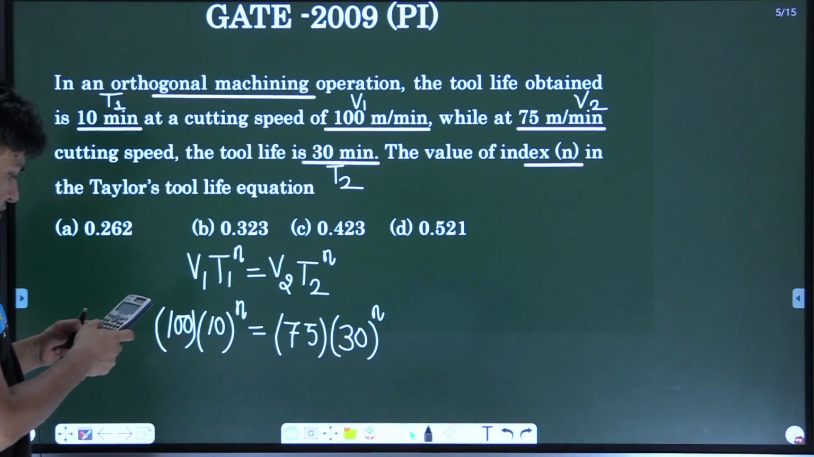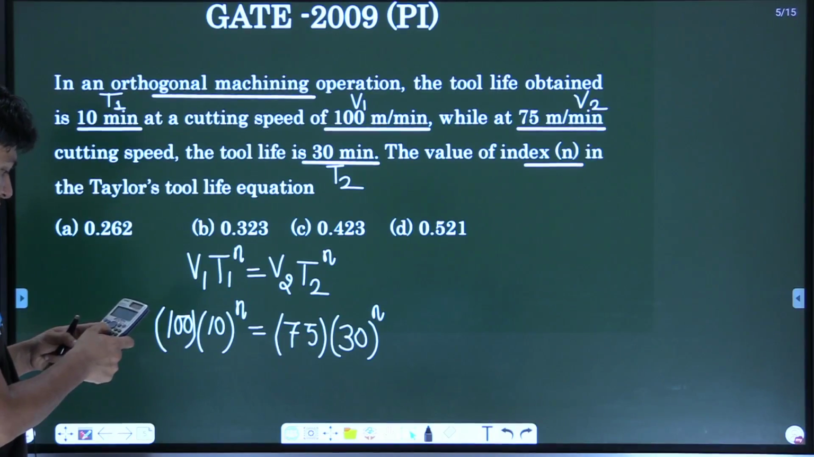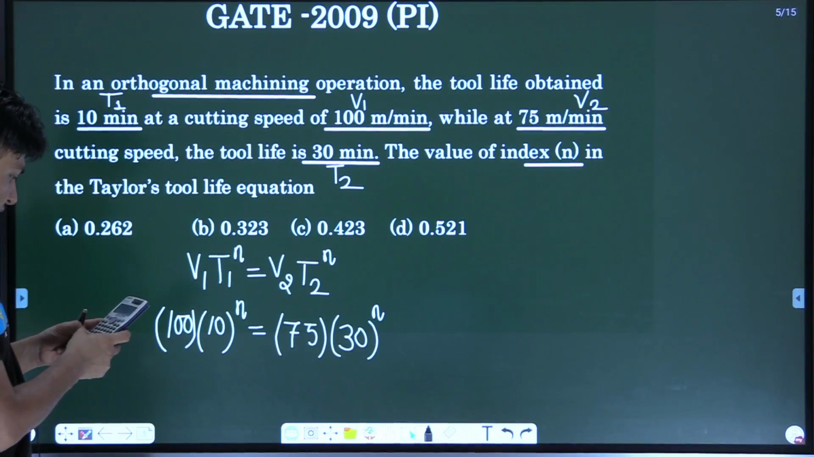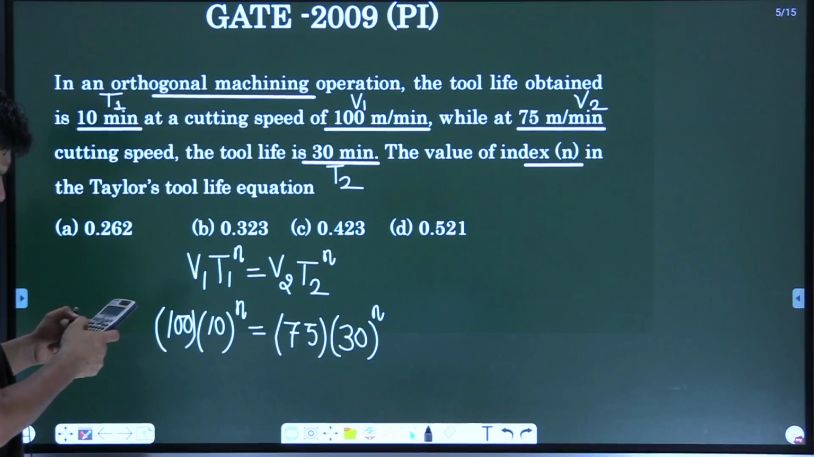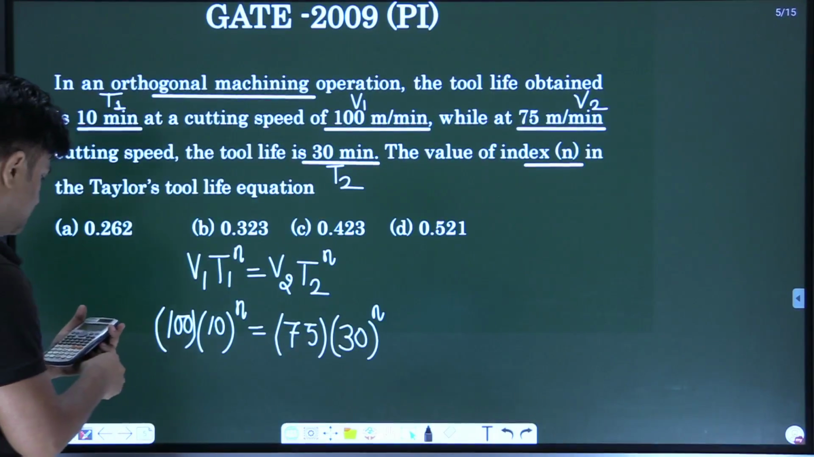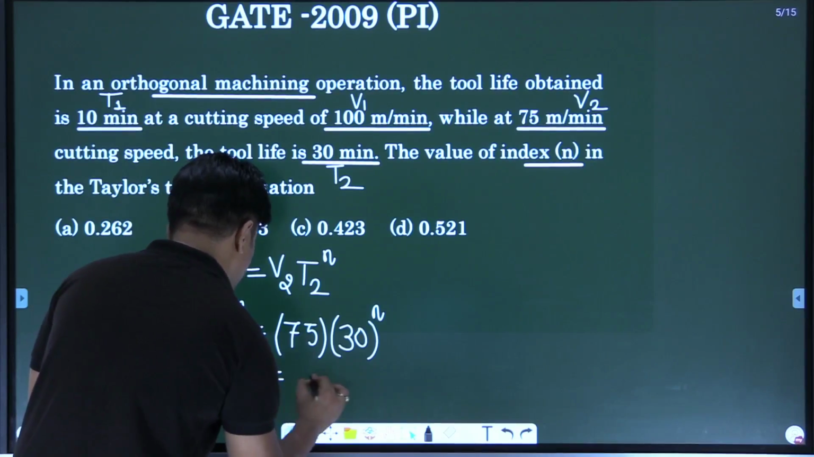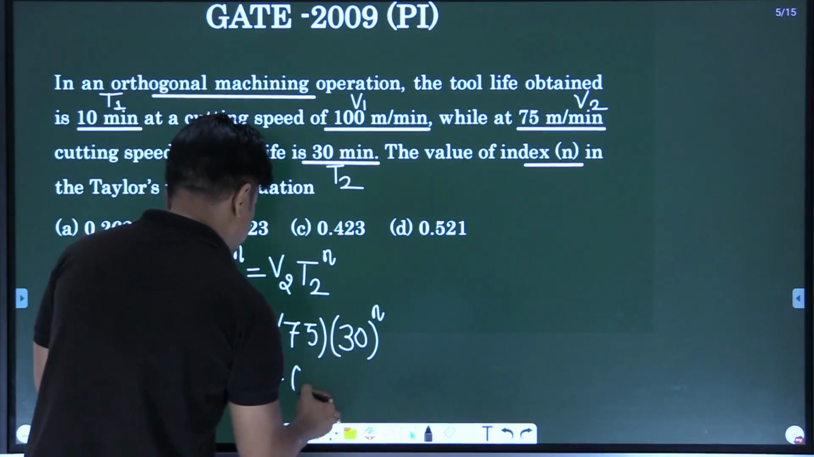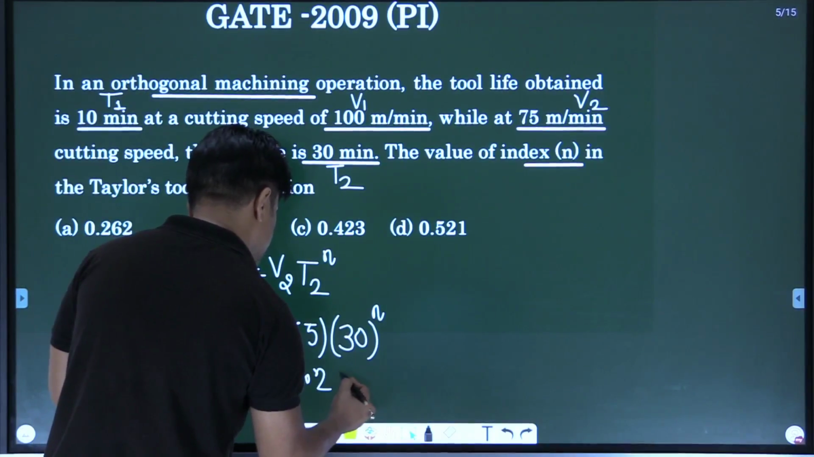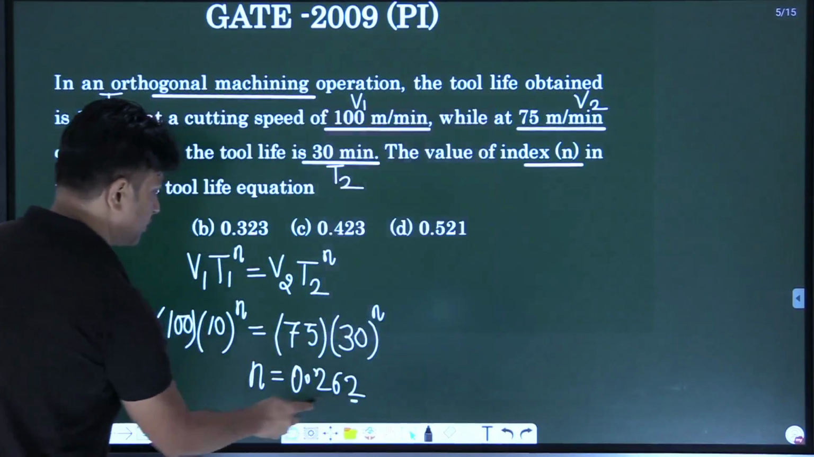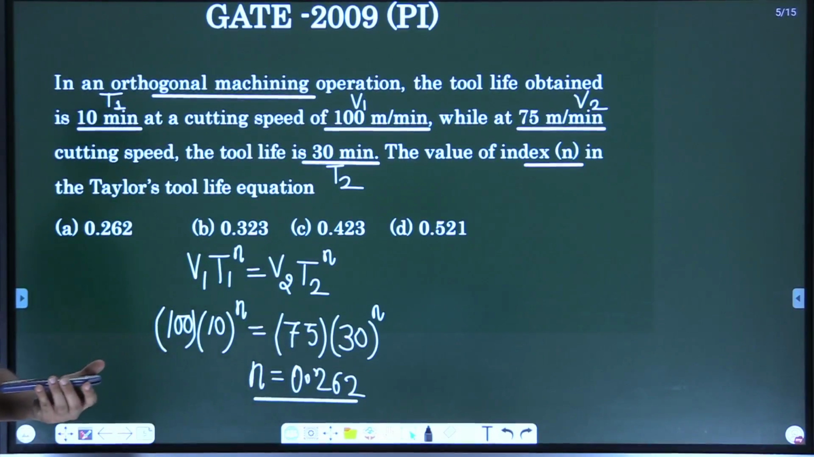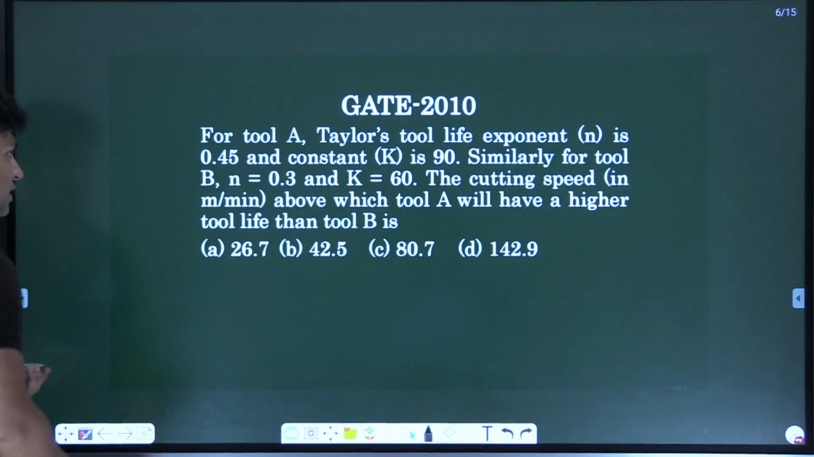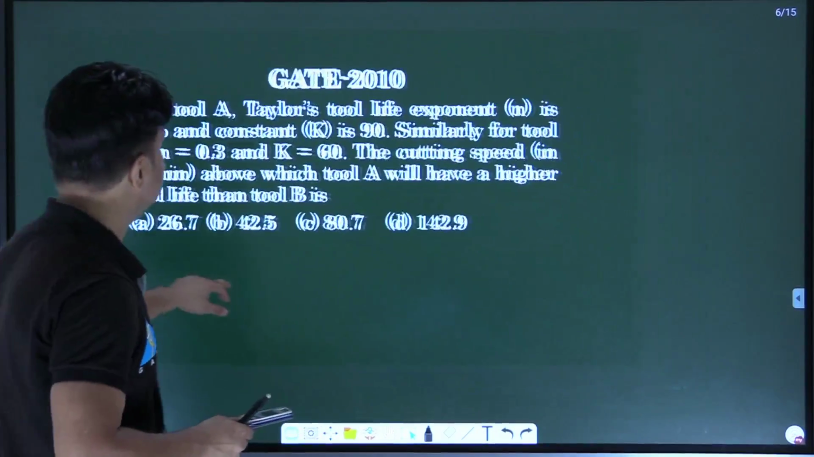So, once you solve, enter 100 into 10 to the power alpha x equals 75 into 30 to the power alpha x, shift solve equals, then you will get the value of N. And here N comes 0.26262. Here you get 0.262, right? Pretty simple question.